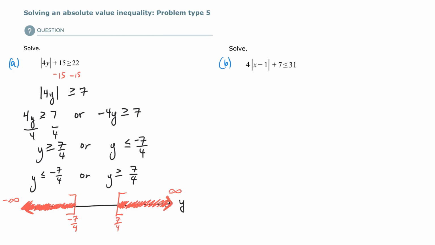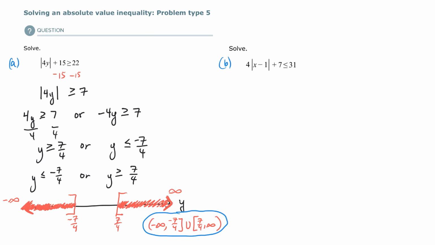Let's state our final answer in interval notation. -infinity up to -7/4, bracket, union, 7/4, up to the concept of infinity. And there is our final answer in interval notation.